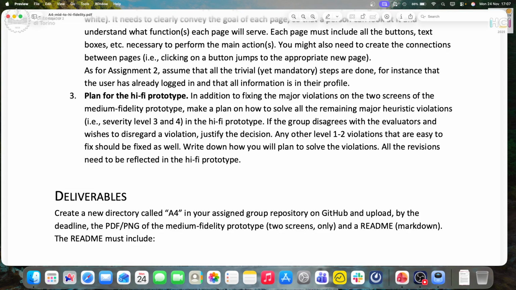So make a plan on how to solve all the remaining major heuristic violations, so severity level 3 and 4, in the high fidelity prototype. So, oh, we have this violation, we can do this, and we are going to do this in the high fidelity prototype. So not next week, not on Wednesday, but from next week onwards. But you have to make a plan.